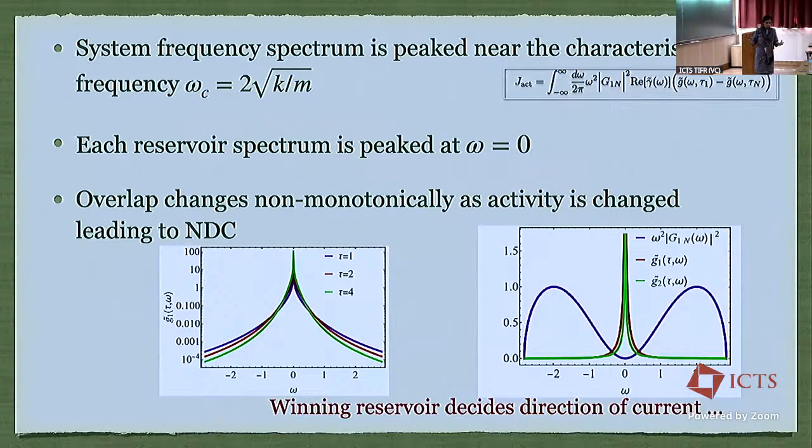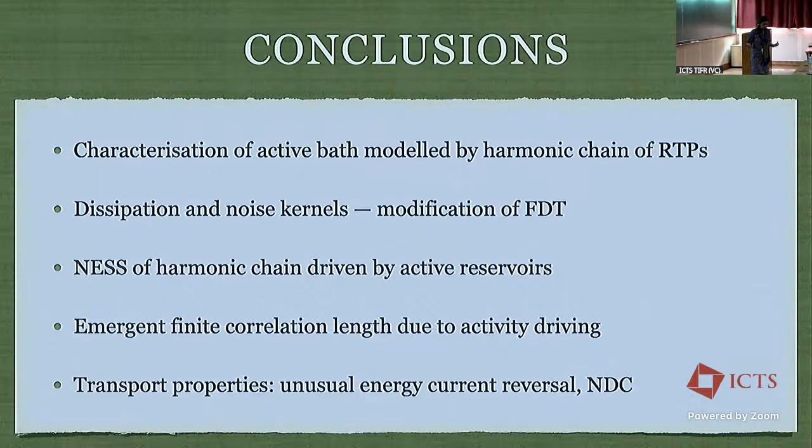So for now, what we ended up with is an activity-driven system. We started with an active bath and tried to characterize it by computing the noise and dissipation kernels. It's a very simple, linear model, and that's why we could compute things. Then we looked at the current flowing through the system. It turns out that due to the active nature of the drive, there are certain features which are never seen in equilibrium. The current changes direction at some non-trivial point. Also the non-equilibrium stationary state becomes correlated. The velocities at different times are also correlated. And transport properties show some weird features.